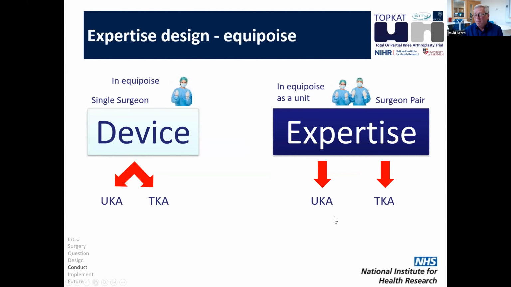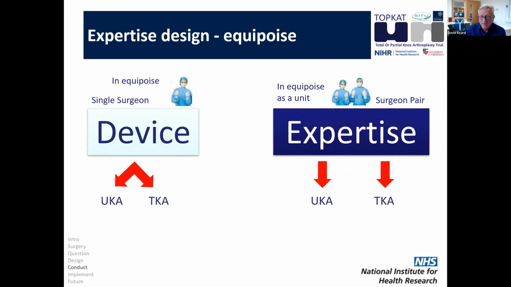If it's impossible to reconcile, you can do an expertise-based design. So ordinarily, a single surgeon is happy to do both procedures. Again, this is top cat, both knee replacements, a uni or a total, they can do both operations. That's great, it's controlled within surgeon. If they're not, and you've got two surgeons who really want to do different things, you can put them as a pair and in equipoise as a unit.